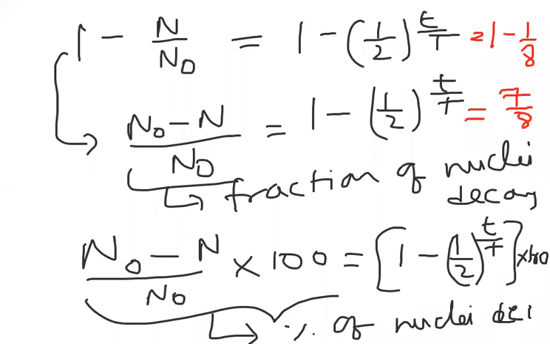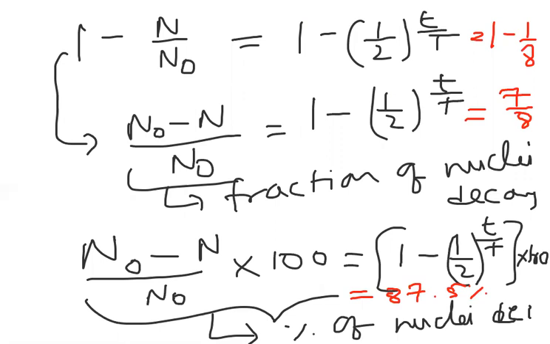Here, 12.5% remaining, we got. Now how much decay? 100 minus 12.5 means 87.5%. So 87.5% decayed.